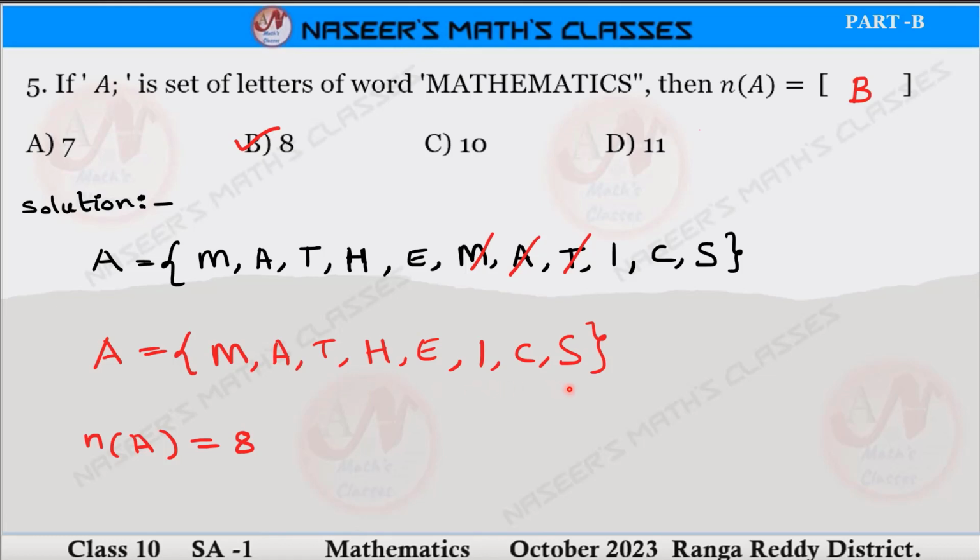So by counting these elements we get 8. So number of elements of set A is equal to 8. So option B is the correct one.